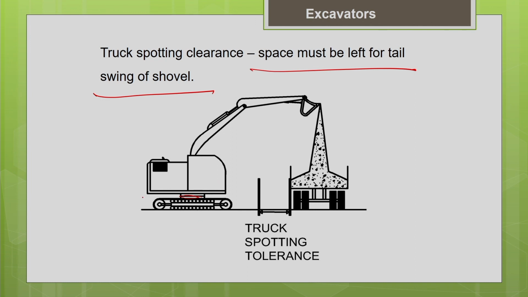So, when it rotates, you should make sure that the tail of this shovel does not collide with the truck which is placed closer to it. That is why there should be some space left for the tail swing of the shovel. That is called truck spotting clearance.